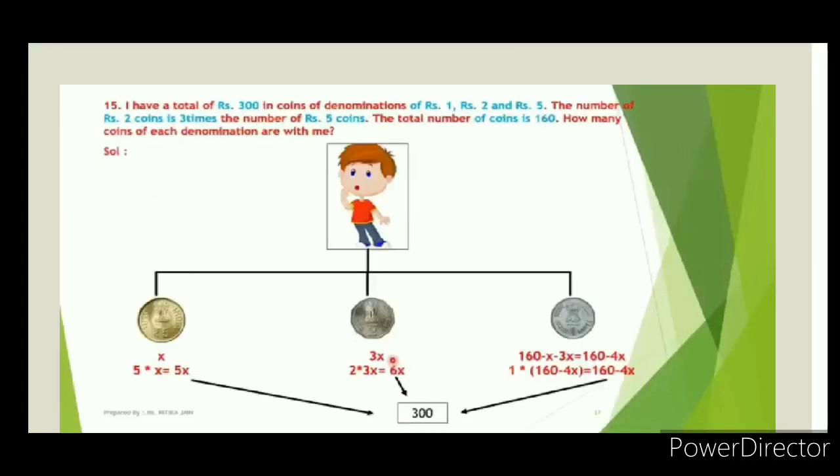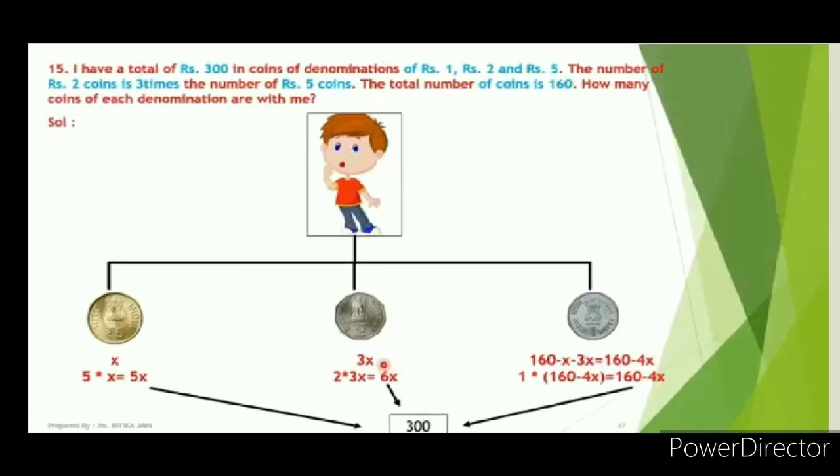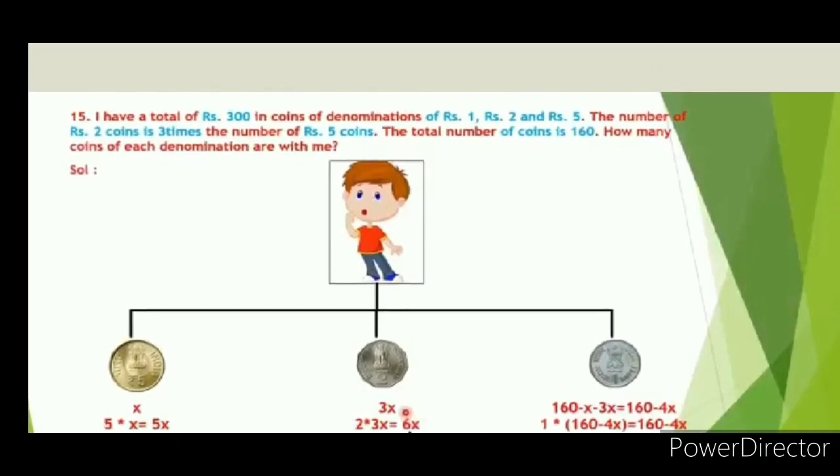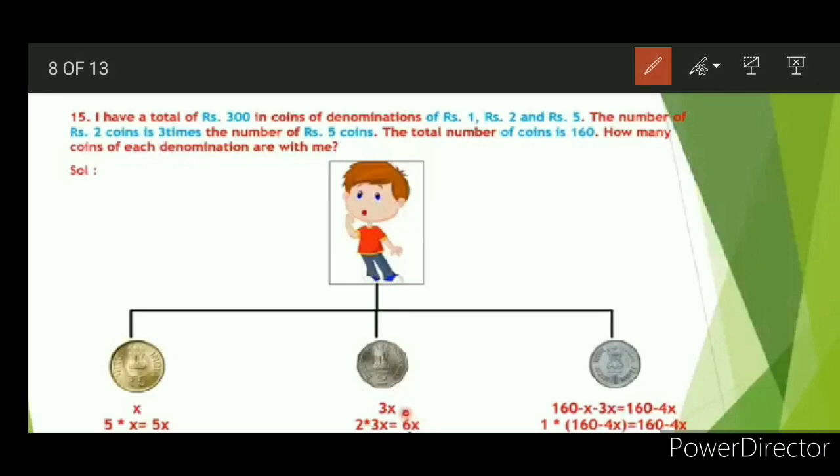Okay. See again, this question is about denominations. I have a total of rupees 300 in coins of denominations of rupees 1, rupees 2 and rupees 5. All are in coins. Look at this statement. We want to write the actual number of coins now. How many 1 rupee coins, 2 rupee and 5 rupee? Look at this line. Rupees 2 coins is 3 times the number of rupees 5 coins. So 2 rupee coins depend on 5 rupee coins. How many 5 rupee coins, that also we don't know.